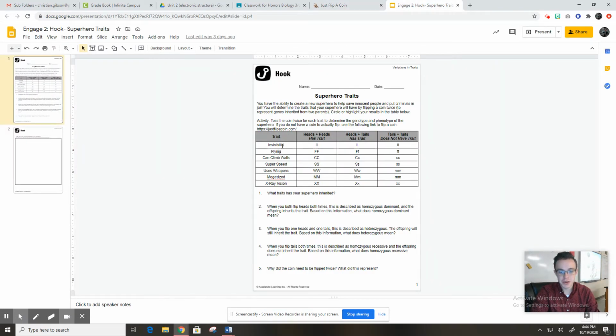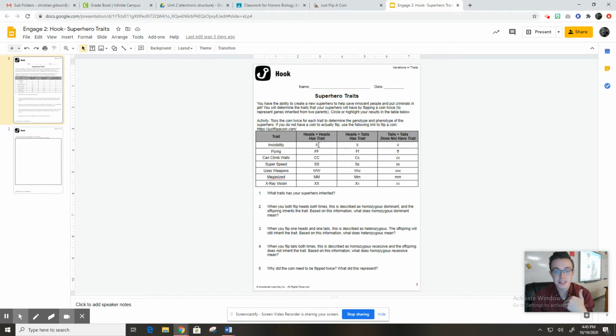So for example, the first one, invisibility uses the letter I to represent its alleles. Remember, alleles are just different versions of genes. And so for invisibility, we have the invisibility gene, and we have either the dominant allele, which is a capital letter, or the recessive allele, which is represented by a lowercase letter, okay? So if you flip the coin twice and you get heads both times, then your superhero has the trait. It has invisibility. If you flip it twice and you get one heads and one tails, then your superhero still has the trait.